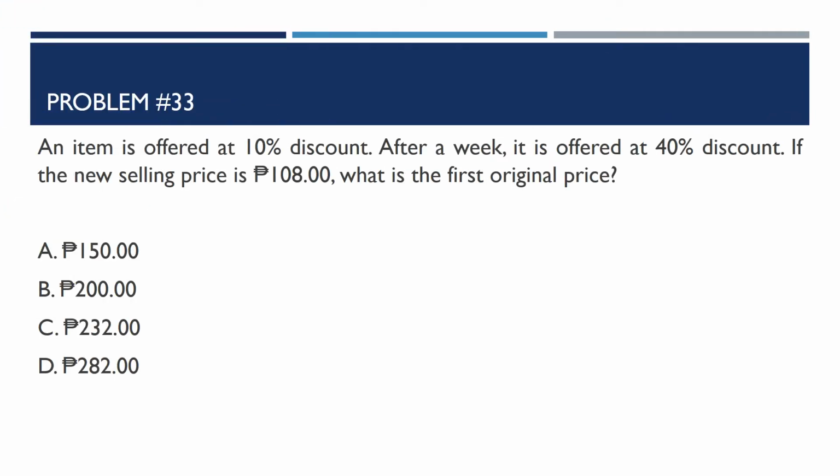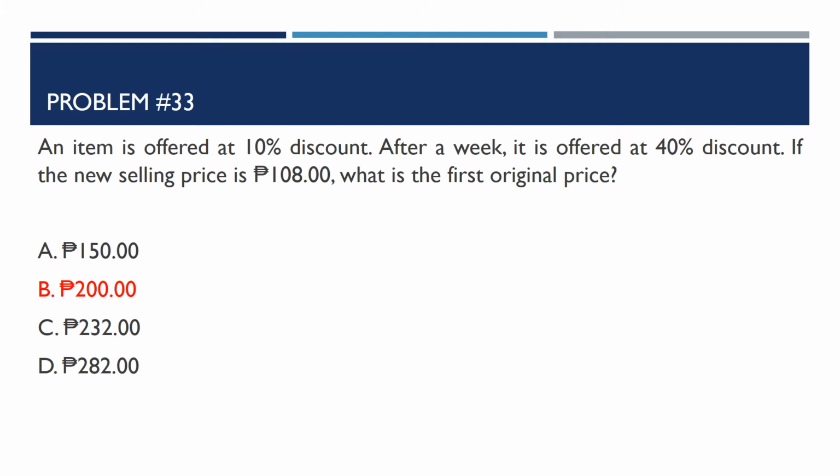So let's have number 33. An item is offered at 10% discount. After a week, it is offered at 40% discount. If the new selling price is 108 pesos, what is the original price? So the answer for this problem is 200 pesos. So how do we get 200 pesos?